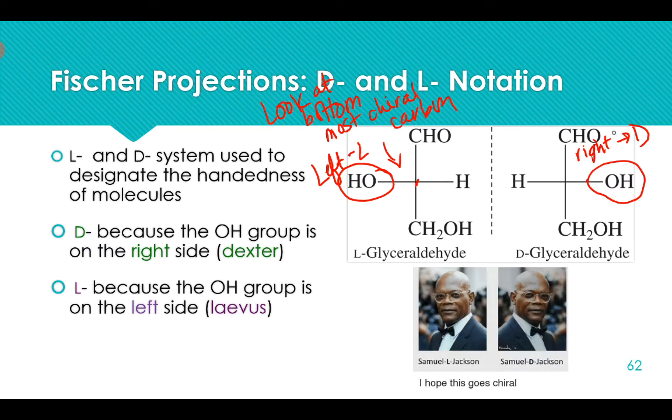So most people are right-handed. And then L is just left. So here's the joke. This is Samuel L. Jackson, and this is Samuel D. Jackson. And I found this image because it went chiral. It's funnier in person, sorry. Okay.